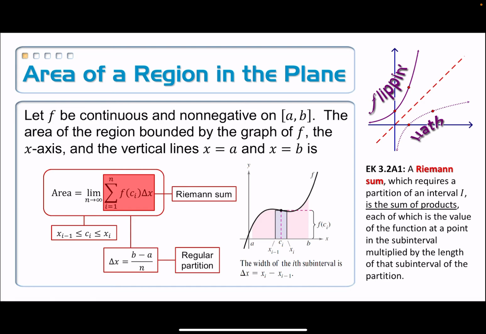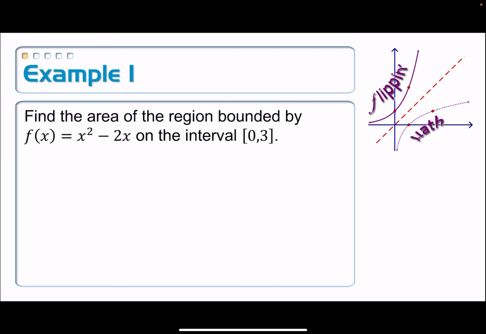Here, take a look at this exercise. Example 1, find the area of the region bounded by f of x equals x squared minus 2x on the interval from 0 to 3. Well, as a polynomial function, we know it's continuous. So I'm thinking that part of this thing is not non-negative. In other words, part of it is below the x-axis.